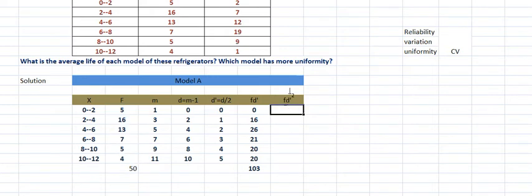Now we need to find FD dash square. What is FD dash square? D dash into FD dash, like this. 0 into 0 is 0, then 1 into 16 is 16, then 2 into 26 is 52, then 3 into 21 is 63. Like that you continue. So you will get 5 into 20 is 100. So we need the total of this one. So 311 comes.